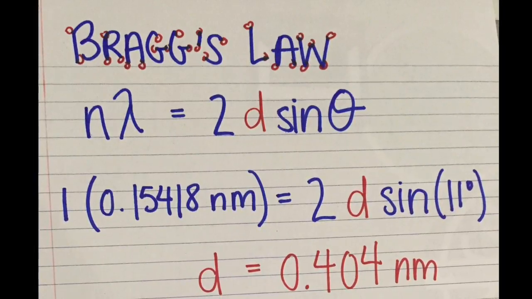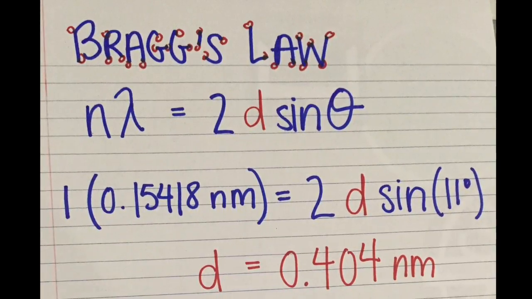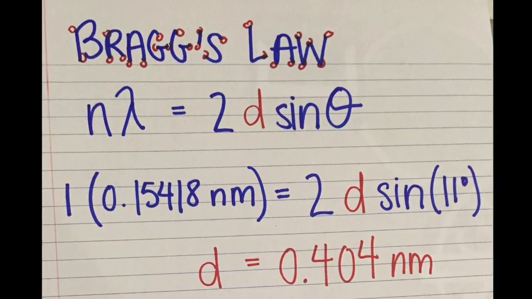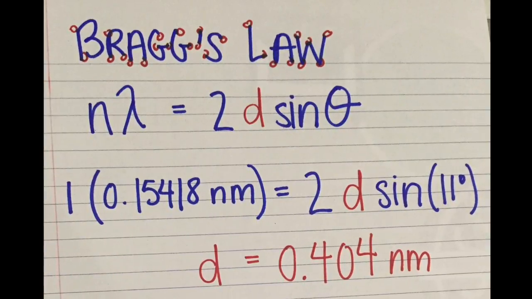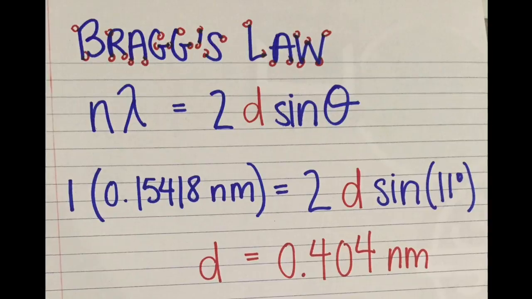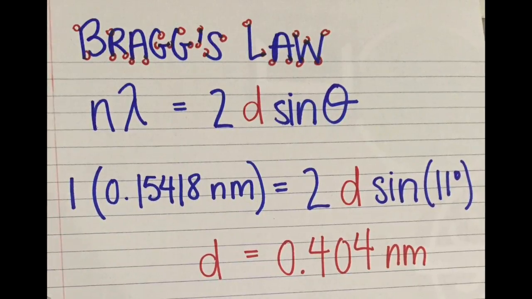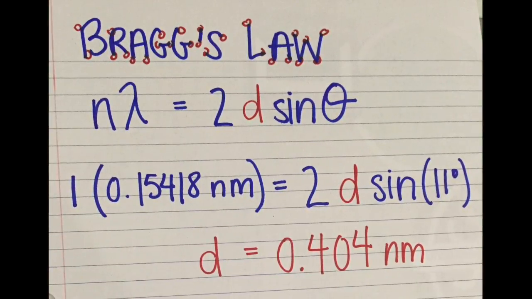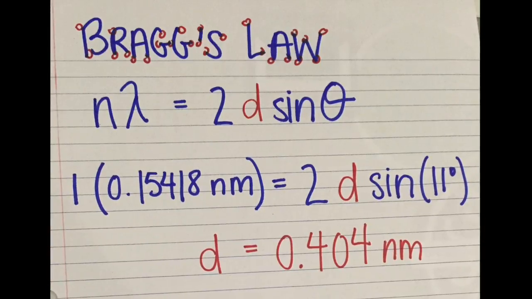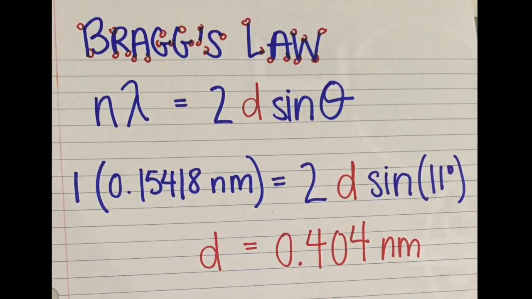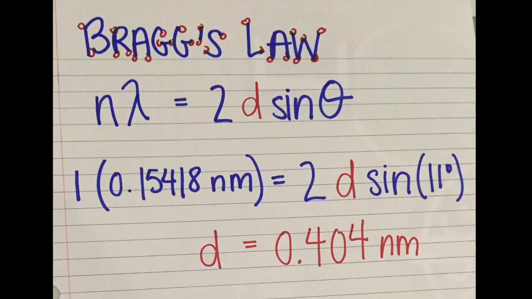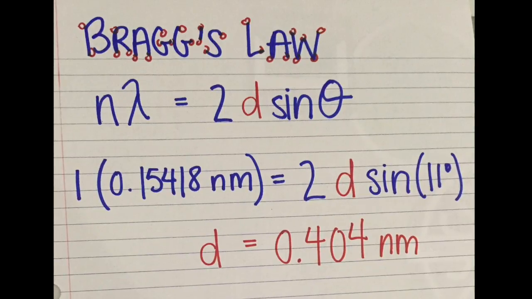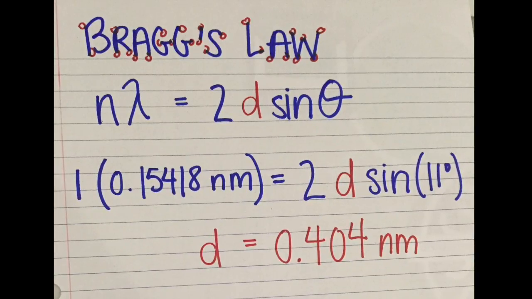In Bragg's law, n represents an integer value that just depends on how steep the angle of diffraction is. The path length value is an integer multiple of the wavelength. Here, we'll just use n equals 1. Solving for d in this equation shows that the d spacing is 0.404 nanometers.